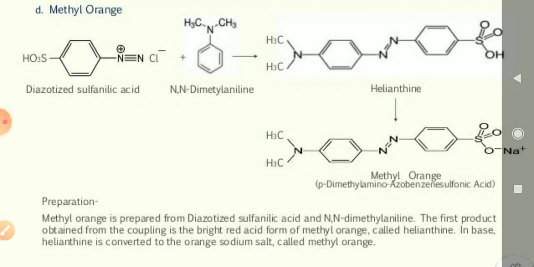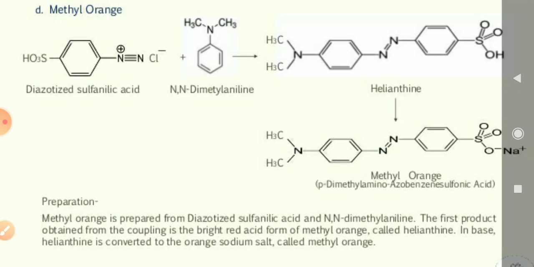Next is methyl orange. Methyl orange dye is prepared from the diazotization of sulfanilic acid and N,N-dimethylaniline. The first product obtained from the coupling is a bright red acid form of the methyl orange, and it is called helianthin.